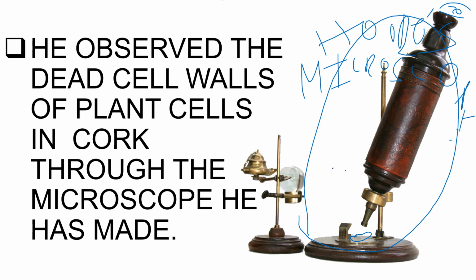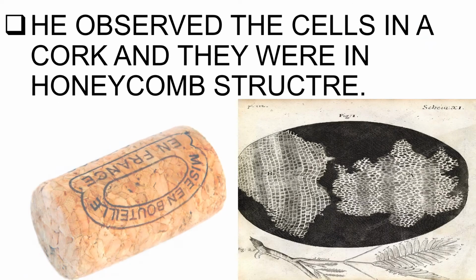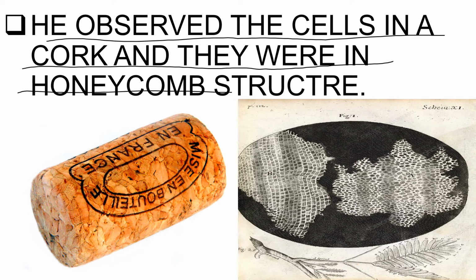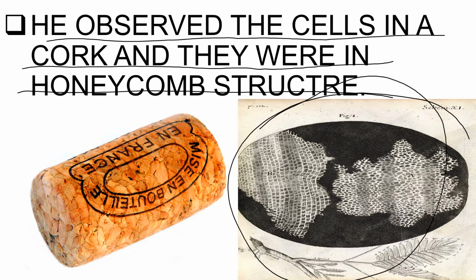So, what is a cork? Did you ever see bottles? Captain! Hi, hi, Captain! You might have seen pirates' bottles. They are closed by something like this porous material, and this is called cork. So let's see how it looks. As I said, he observed the cells in a cork and they were in a honeycomb structure. See, this is the honeycomb structure. Like this, Hooke saw through his microscope. What is a honeycomb structure? This is a honeycomb structure.